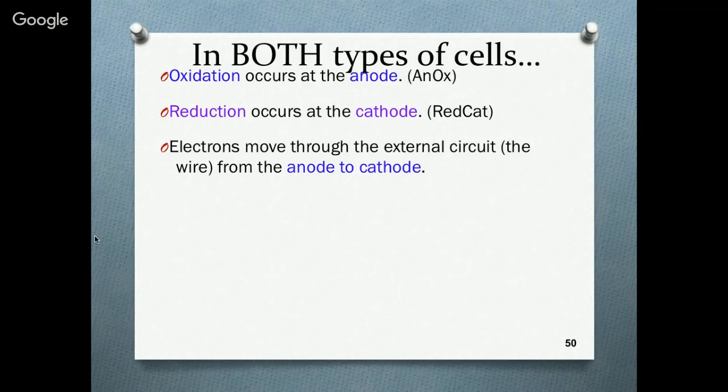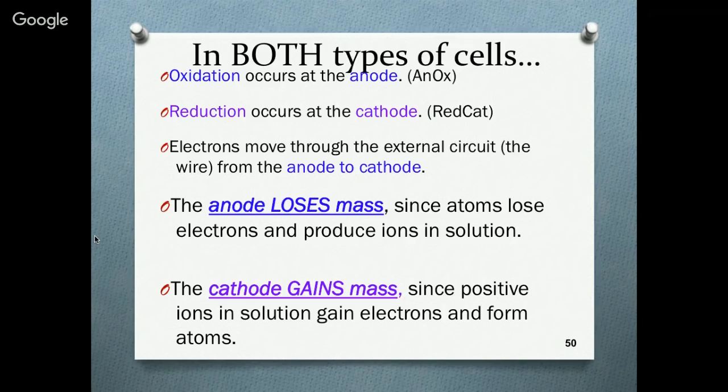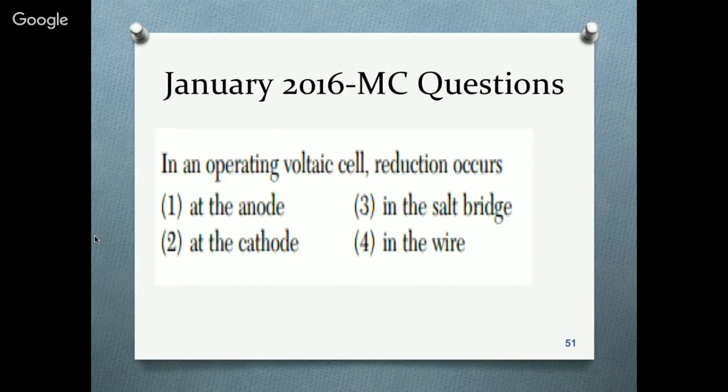So if you get confused, is it voltaic? Is it electrolytic? An ox, red cat, always. The anode is always oxidized. That doesn't change. Reduction always occurs at the cathode. Doesn't change. Electrons always go anode to cathode. The anode always loses mass and gets smaller. The cathode always gains mass and gets bigger. So an ox, red cat will work for both cells. You don't have to worry about that. And electrons are always going to go anode to cathode.